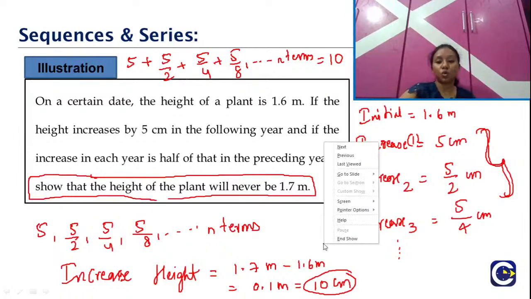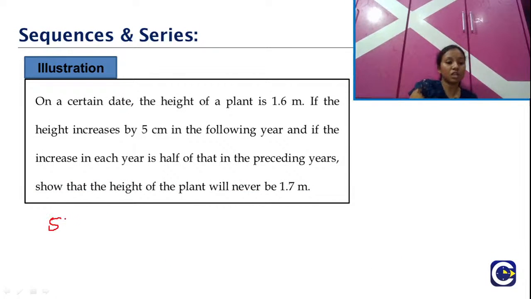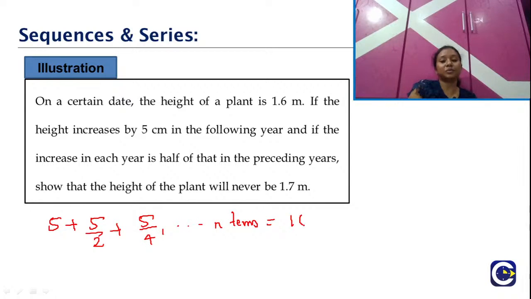So now overall, the next simplification step here is 5 plus 5 by 2 plus 5 by 4 and so on until some n terms is equal to 10 centimeters. So this is our present condition. Now we have to try and figure out the n value here. So find the R value, that is the common ratio here, and apply the formula for the sum of the first n terms.